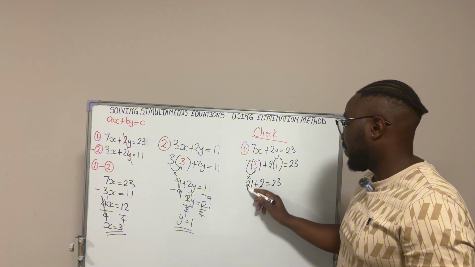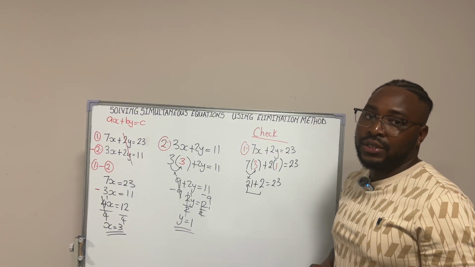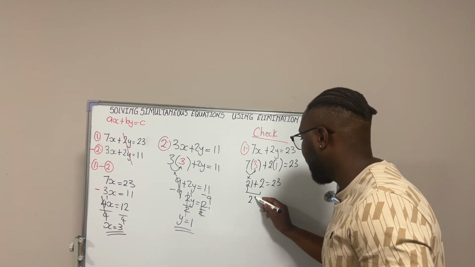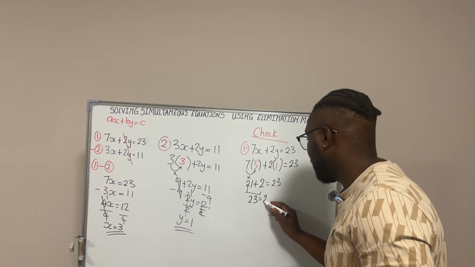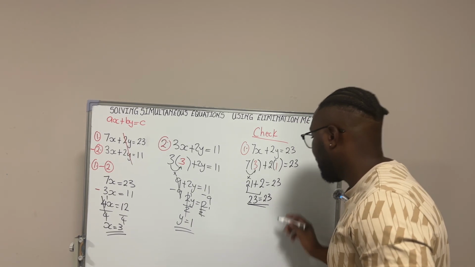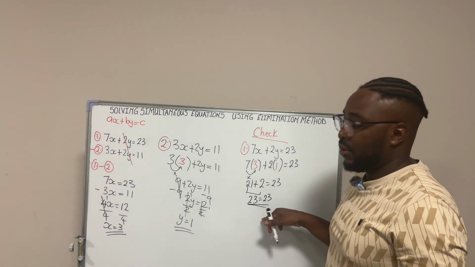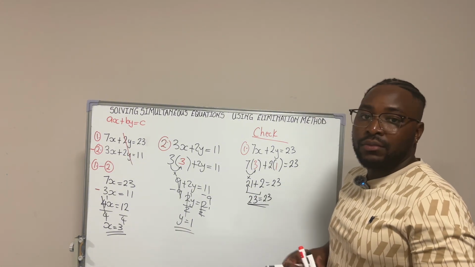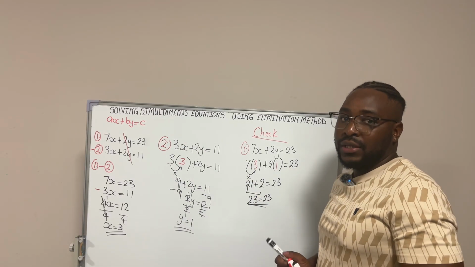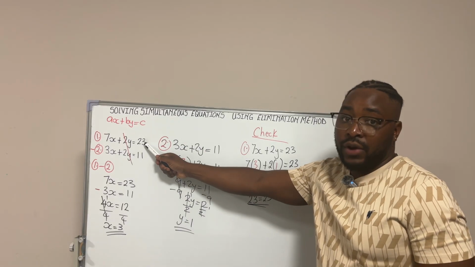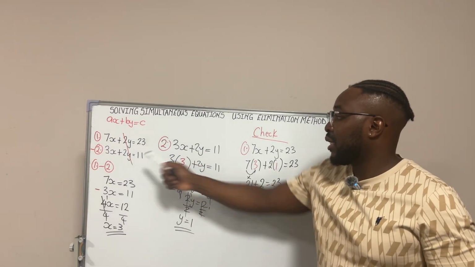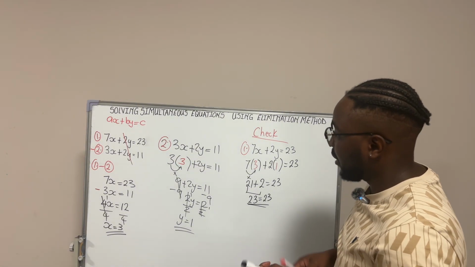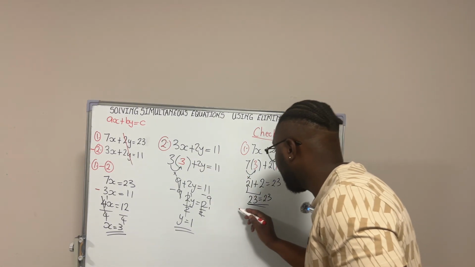All right? Let's simplify our left side of our equation. 21 plus 2. That's 23. Equal to 23. Right? So our x and y values work in our first equation, right? Okay, so now let's check in our second equation. What's our second equation? We're now checking equation number 2.